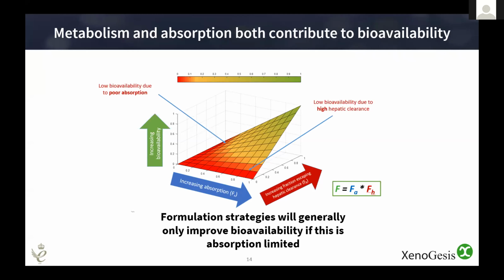And again, I could talk about this in a lot more detail, but just by increasing the absorption to 1, i.e. 100%, it's still possible to have 0 bioavailability, as you will see on the left. And what's really important is actually understanding what does escape hepatic clearance, and also obviously the metabolism in the gut as well. So start there before you try and do any formulation.